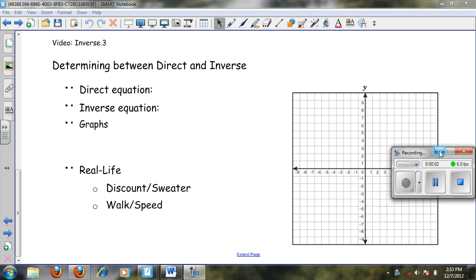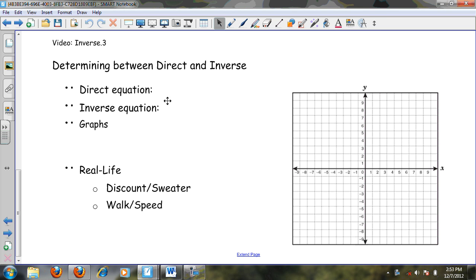All right, video 3 is going to be discussing how to determine the difference between direct and inverse variations. If you look on page 286 in your textbook, we're going to be able to follow along here and see the difference. If you look at direct equation, let's review. It is a direct variation.